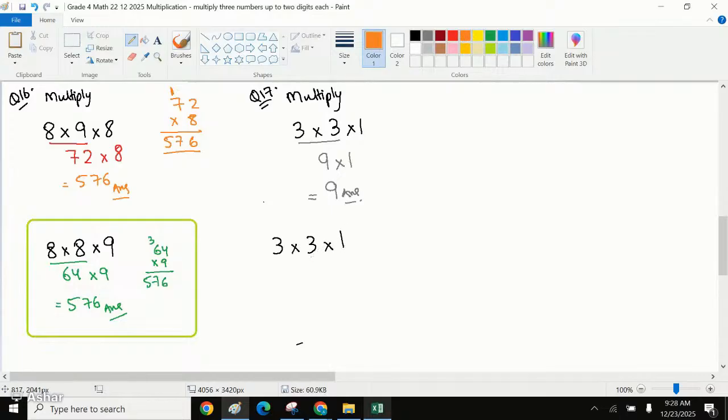Or if we change the sequence, we multiply the last two digits first. That means 3 multiplied by 1 is still 3, and it's still 3 multiplied by 3. The answer comes out to be 9.